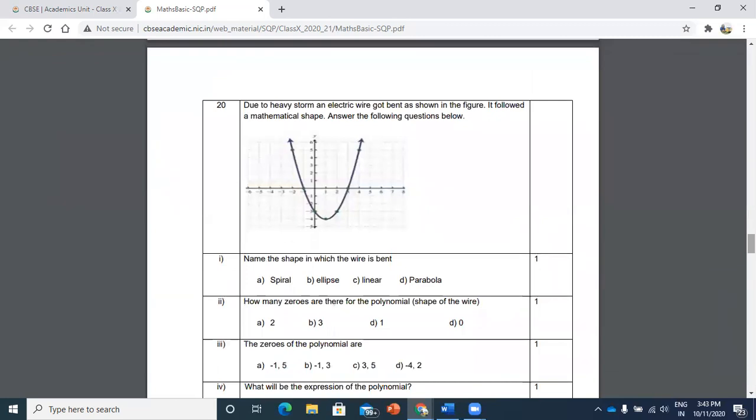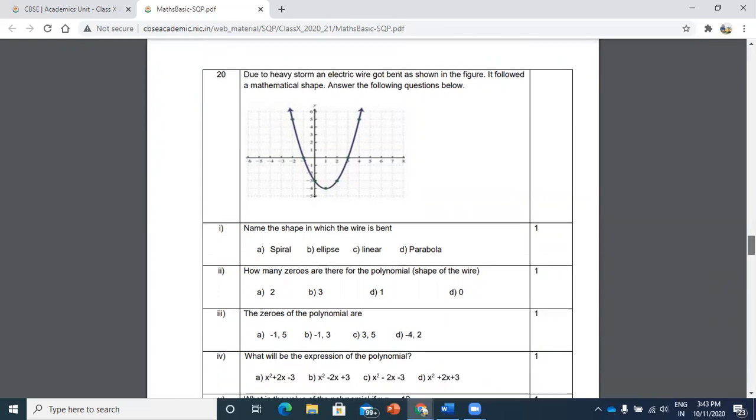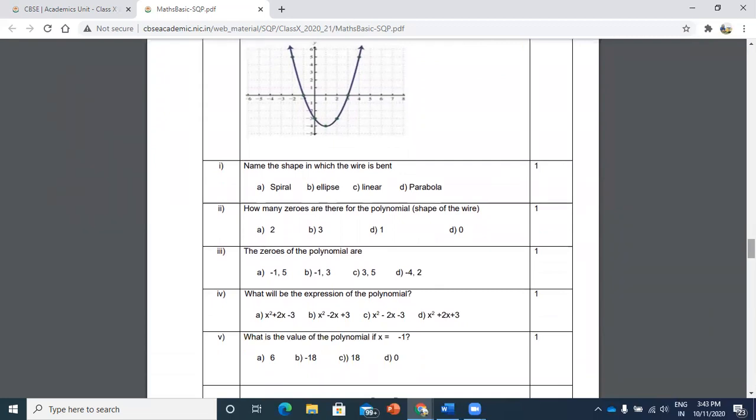And then again, there is a question here, and this is a graphical question. You'll have to identify whether this is a spiral, ellipse, linear, or parabola. So you have to read through the text properly. I know the meaning of spiral, ellipse, linear, and parabola. In polynomials, you know that this type of curve is a parabola. You'll have to read through that.